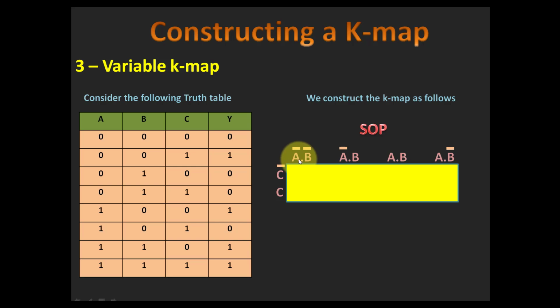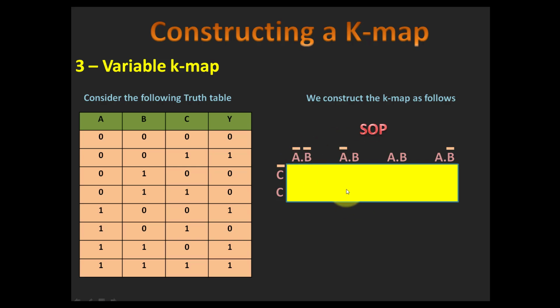First a bar dot b bar, then a bar dot b, then a dot b, and a dot b bar. We have to strictly follow this sequence, because when we go from a bar dot b bar to a bar dot b, only b is changing, and from a bar dot b to a dot b, a is changing. When we go from a dot b to a dot b bar, only b is changing, and when we come from a dot b bar to a bar dot b bar, a is changing. And here we have c bar and c.